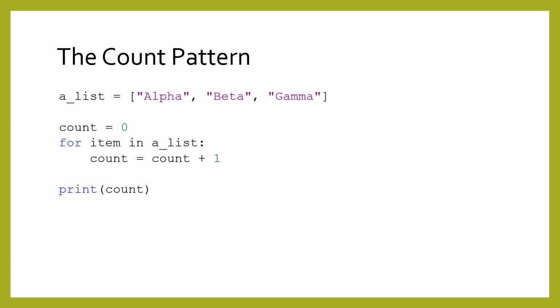We have a list of items and want to know how many there are. A simple algorithm is starting with an initial value of 0 to add 1 for each element we see to a count variable. When the loop is finished, the count variable will have the length of the list.